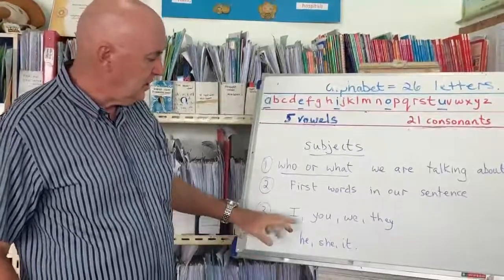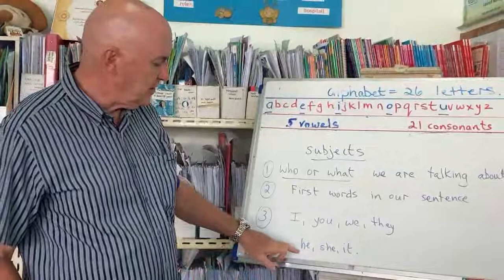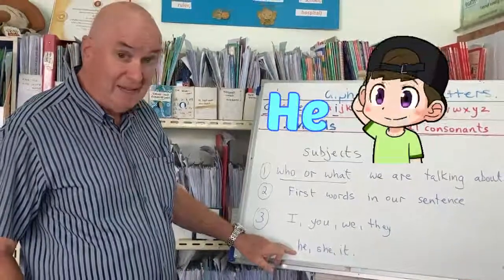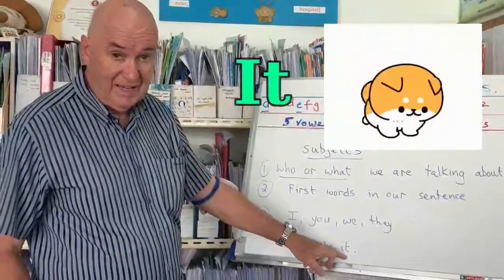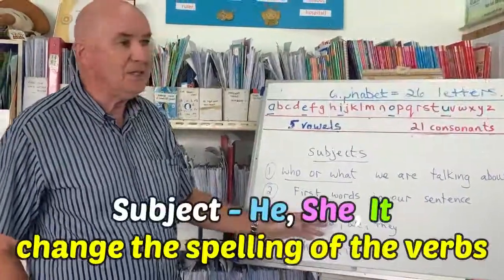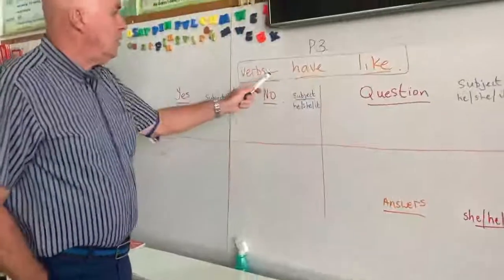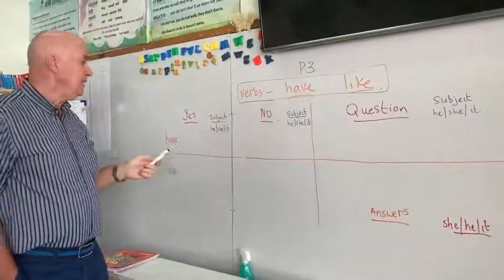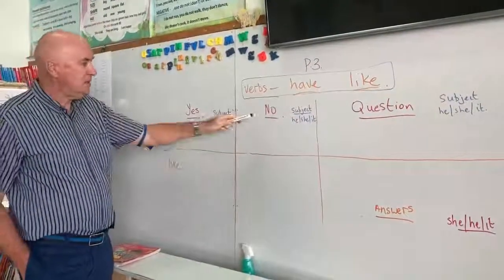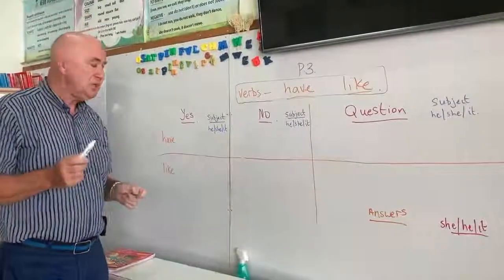So we can use these instead of the name of the subject, but it's still the subject. What's a little bit difficult is that when we have the subject one boy or man, he, one lady or girl, she, or one thing, it, then we change the spelling of our verbs. So let's look over here. When we look at verbs, words that tell us what we do, we need to be able to say yes, we need to be able to say no, and we need to be able to make a question.